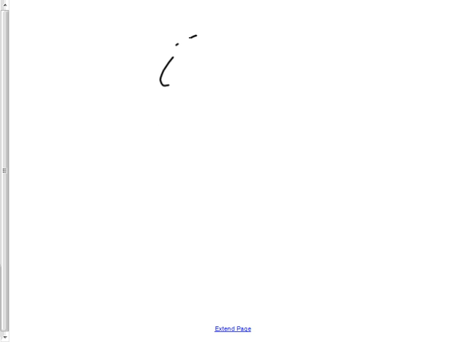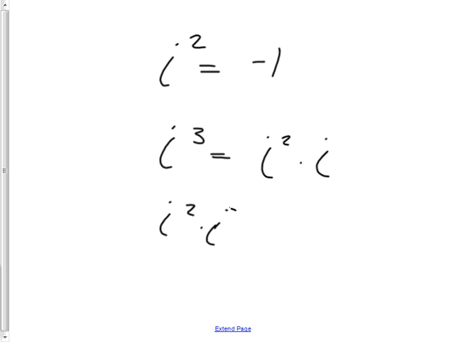I squared is negative 1, right? So what's I to the third? Would you agree it's I squared times I? So now what is it? Negative I, or negative 1i. Good. What's I to the fourth? That's I squared times I squared, isn't it? That's positive 1. What's I to the ninth?